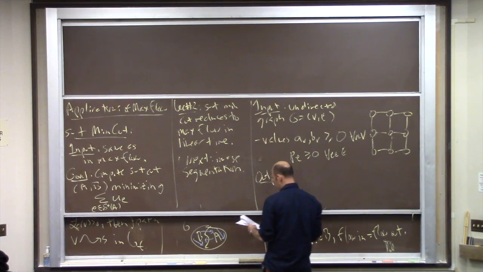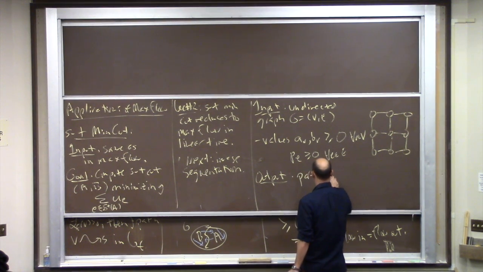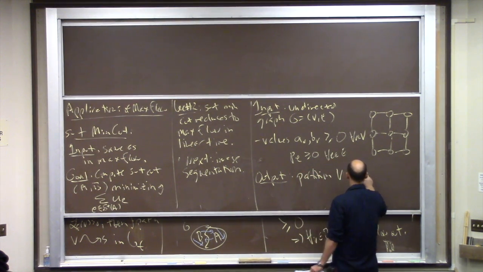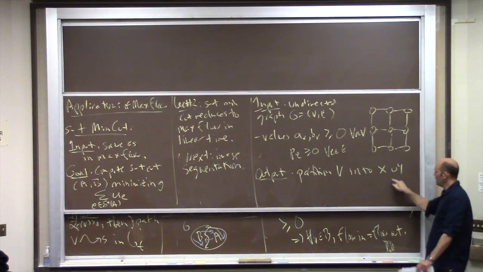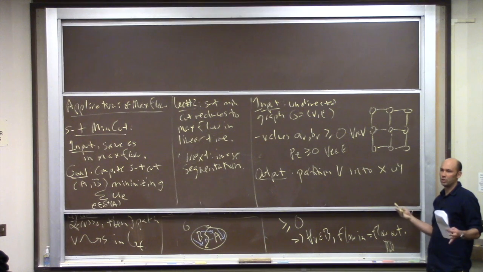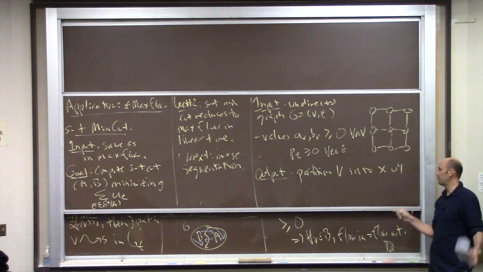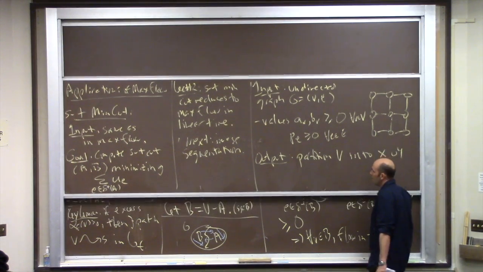What are you supposed to do? You're supposed to partition the pixels, or the vertices, into two sets. X is supposed to be the foreground. Y is supposed to be the background. You could obviously think of versions where you segment into more than two pieces, but for today we're going to talk about two pieces. Foreground X, background Y. That's what we're trying to do.